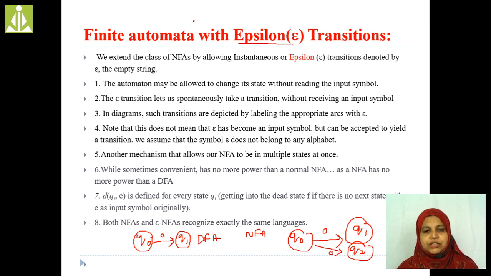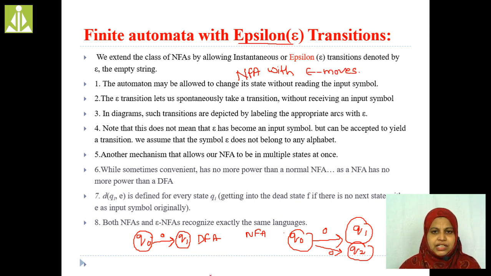Here, I already told you what epsilon means. Epsilon is a null string, right? We extend this NFA by using this null string. In an NFA we have the epsilon transition, whereas in a DFA we don't have any epsilon transition. We can't process the empty string on a DFA, whereas in an NFA we can process the empty string. Whenever we process the empty string on an NFA, that particular NFA is known as the NFA with epsilon moves.